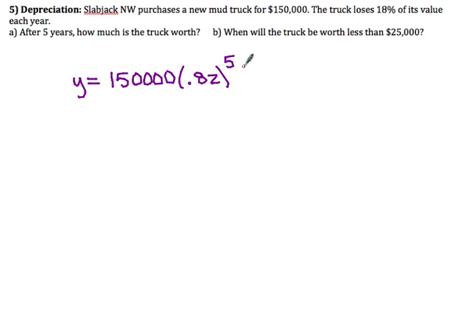In this particular case for A, we want to know how much is it worth after 5 years. So we'll plug 5 in for x, and then this is just a number. Type that in the calculator, we see that the truck will be worth about $55,610.98. Okay. So that's what our truck should be worth after 5 years, assuming that it only loses 18% of its value each year. So then we want to know, when is it going to be worth less than 25,000?